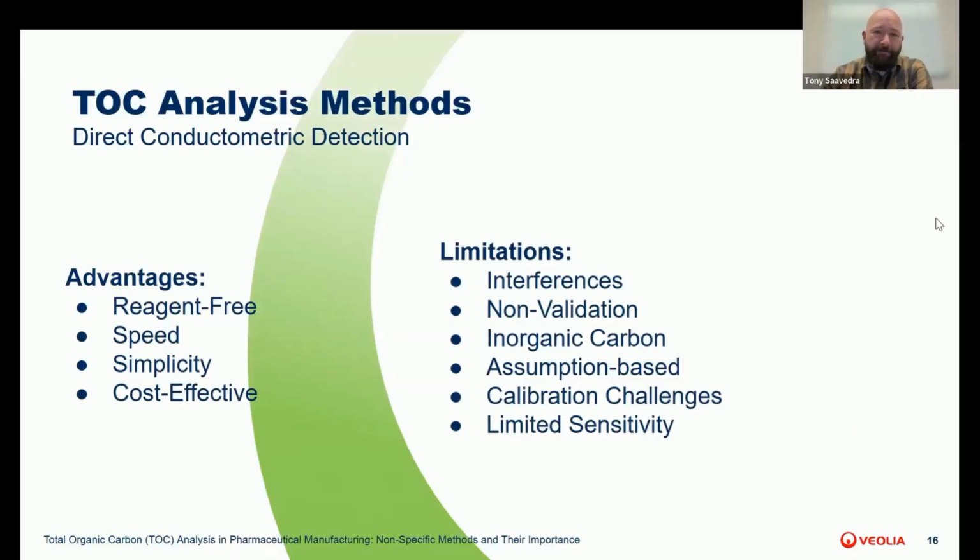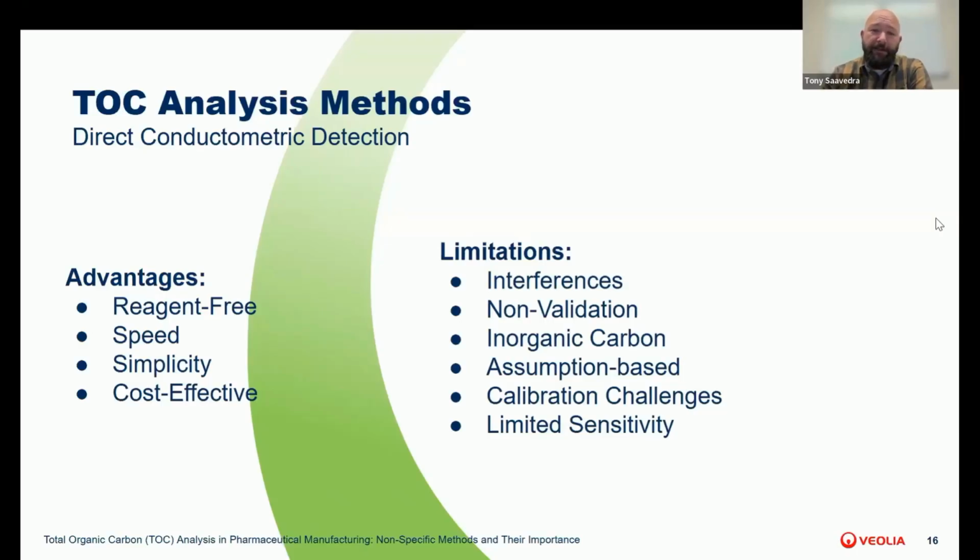This is a straightforward method, right? We can see the advantages quickly. Direct conductometric is reagent-free, simplifying the process and reducing operational costs. Because of this, results can be obtained quickly, making it more suitable for real-time monitoring, maybe instead of a real-time test, so if you're just trending information. And as we saw in the video, it's rather simple and generally less complex than other TOC analysis methods, which leads to it being a cost-effective method. Both initial equipment and ongoing operational costs are typically lower than other methods.